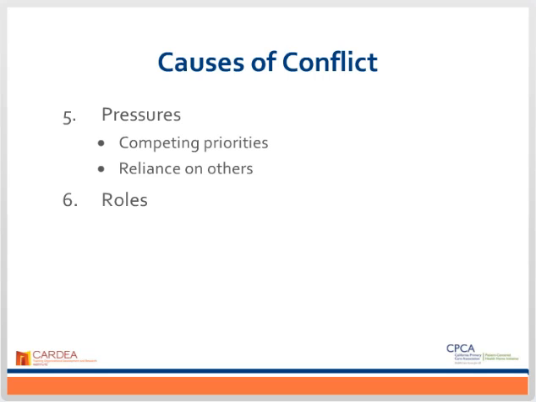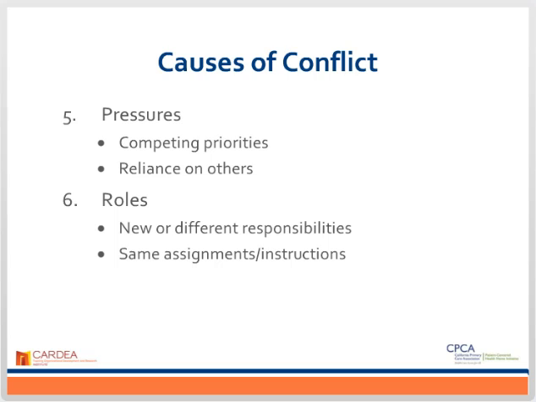Sixth, conflicts can occur because a team member has new or different responsibilities, or because 2 team members are given the same assignments or instructions. For example, providers may have difficulty adjusting to a team member who is promoted to medical director, or team members may have difficulty adjusting to a nurse's new care coordination responsibilities. Another example is that 2 nurses may be asked to work on a quality improvement project that was typically completed by 1 nurse, resulting in conflicts over who will take the lead on the project.